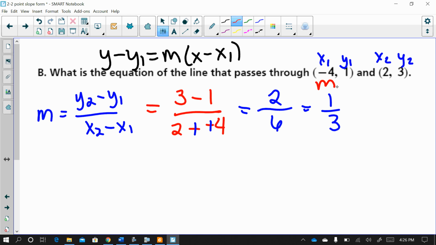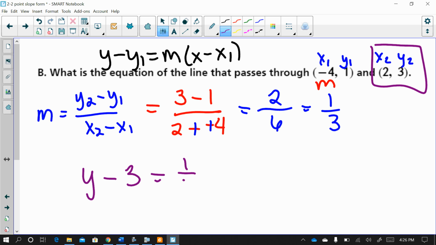So from here, pick a point. All we need is 1 point. I personally like to go for points without the negatives, so that's going to be my x1 and y1. So now it's all plug and chug. Y minus, instead of writing y1, I'm going to write 3, equals, instead of m, I'm going to use this 1/3, times x minus 2.